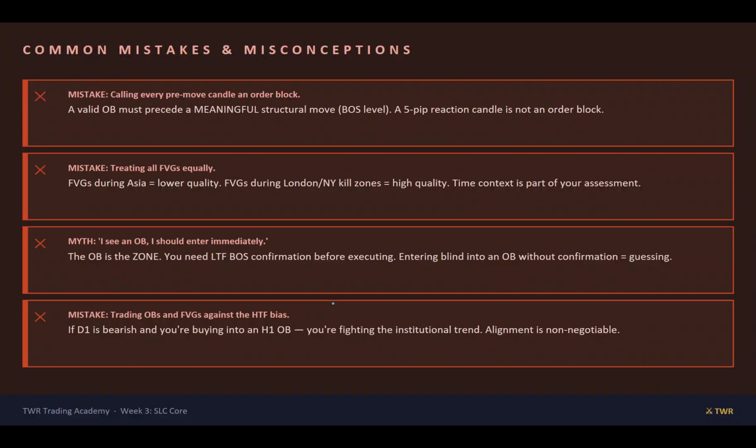So some of the common mistakes to avoid. A valid order block must precede a meaningful structural move. So calling every pre-move candle an order block? No. It must have had a break of structure, like we have seen. That's a valid order block.